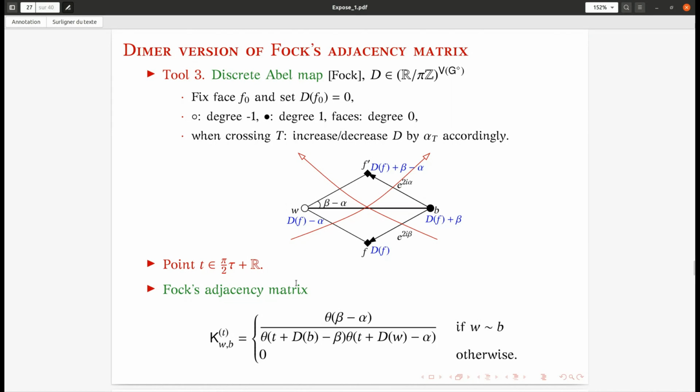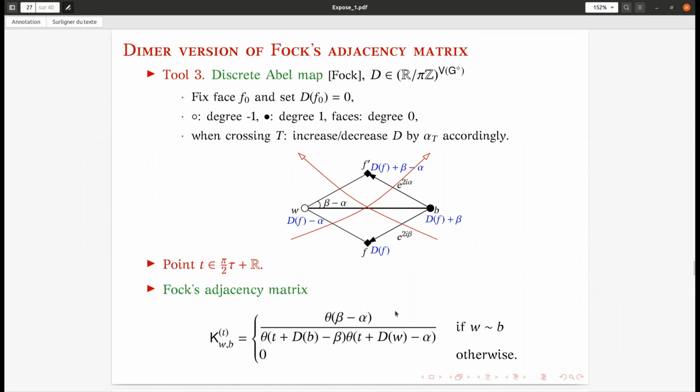And then you define Fock's adjacency matrix. So this is as before an adjacency matrix, but now the weight function is really specified. It uses the theta function and the discrete Abel map, for vertex WB. So you have all the notation on the top. So they're adjacent and zero otherwise. You don't have a phase. I told you there was a phase, but actually it's kind of included here because the theta function is complex in general. Okay, so that's one of the questions: does this really define a dimer model?